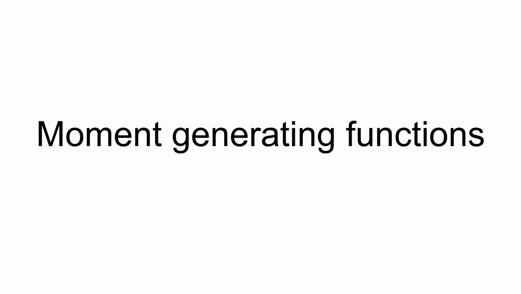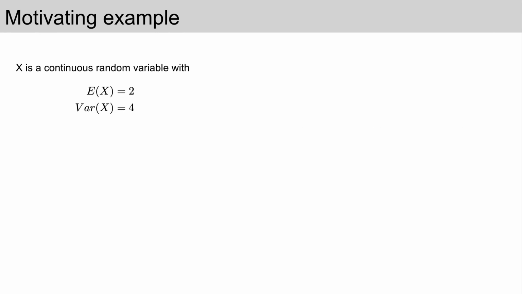In this video, we'll explore an important feature of probability models, the moment generating function. Consider a motivating example. Suppose I tell you that I have some random variable x with a mean of 2 and a variance of 4. Further, I have another random variable y that also has a mean of 2 and a variance of 4.